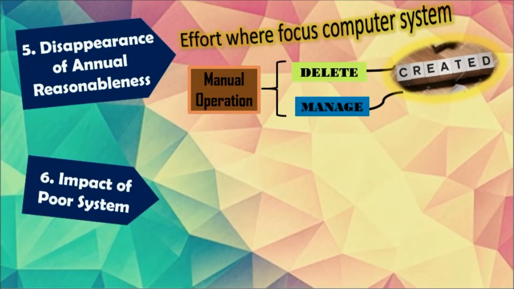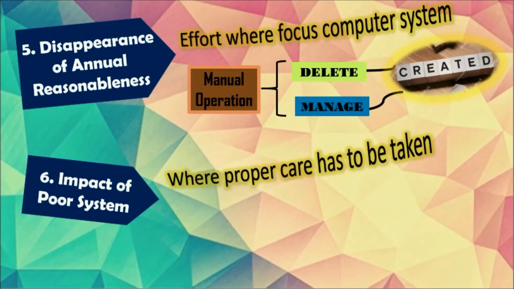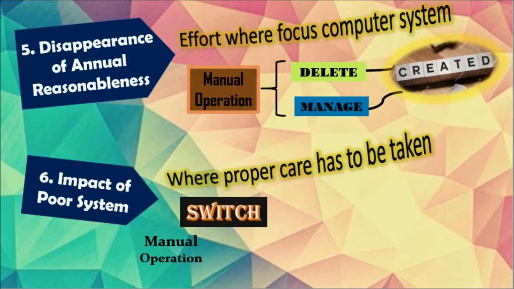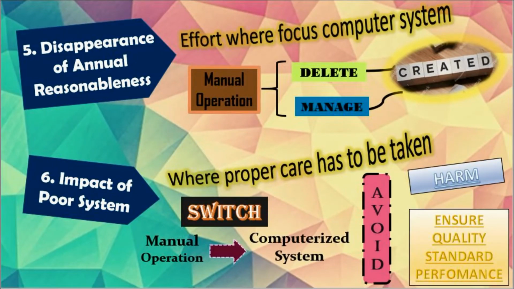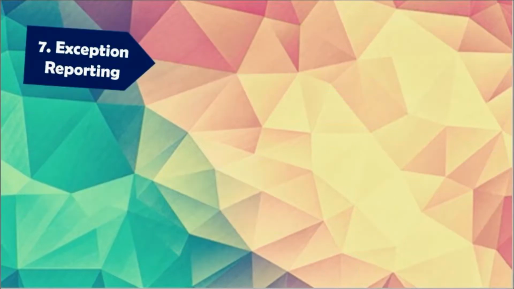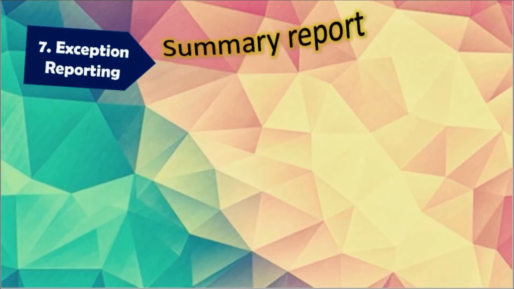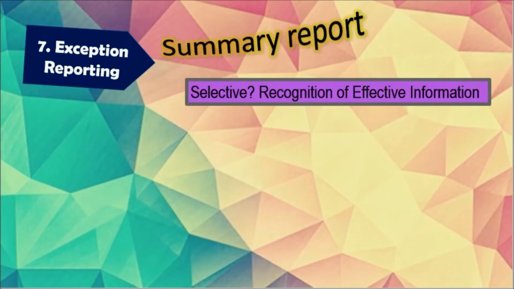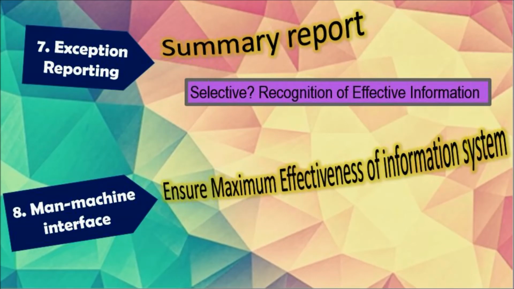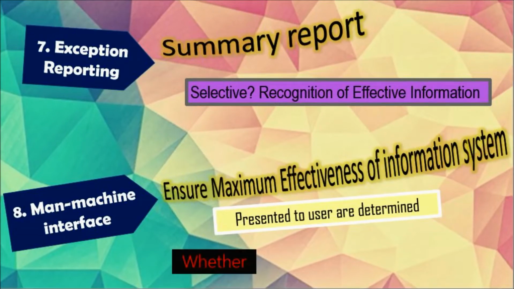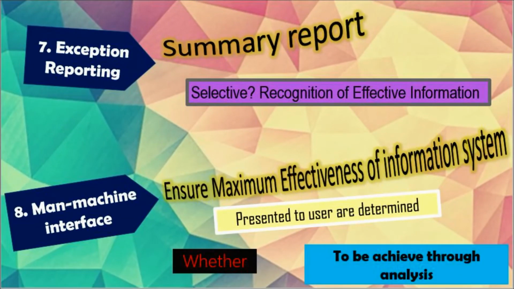Number 6, the impact of poor system. It is where proper care has to be taken to switch the manual operation to a computerized system to avoid unnecessary harm and ensure quality standard performance. 7. Exception reporting. It is a summary report which identifies events that are outside the scope of what is considered the normal range, where there is strength in the selective recognition of effective information. The last one is man-machine interface. It ensures maximum effectiveness of the information system, where the information presented to users is determined, whether it is necessary to be achieved through analysis of the job.